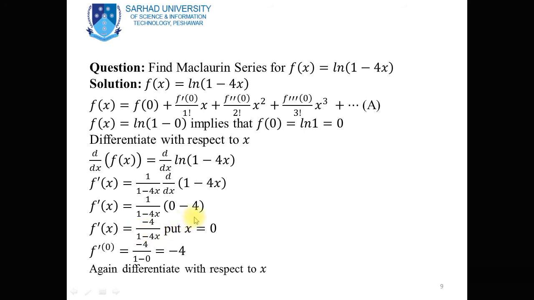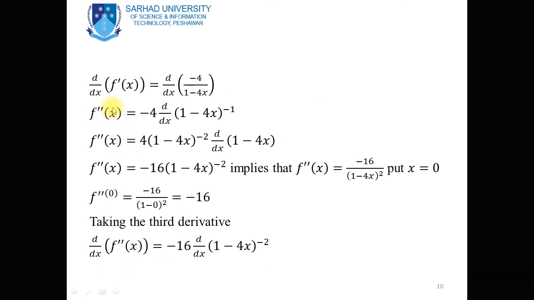Now putting x equal to 0 in this result, we obtain minus 4 divided by 1, which is equal to minus 4. Now for the second order derivative, we take the derivative of the first order derivative with respect to x. We will obtain the second order derivative. For the second order derivative, we can write minus 4 divided by 1 minus 4x as minus 4 into 1 minus 4x whole power minus 1.